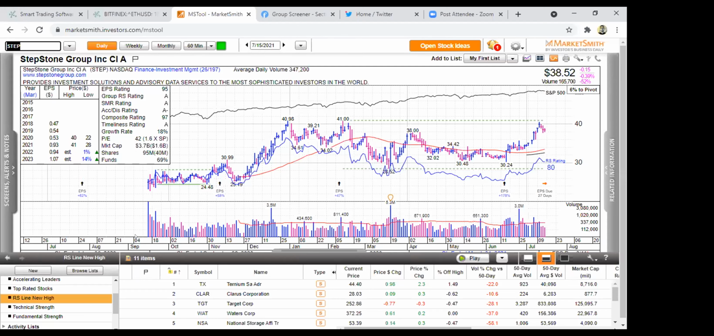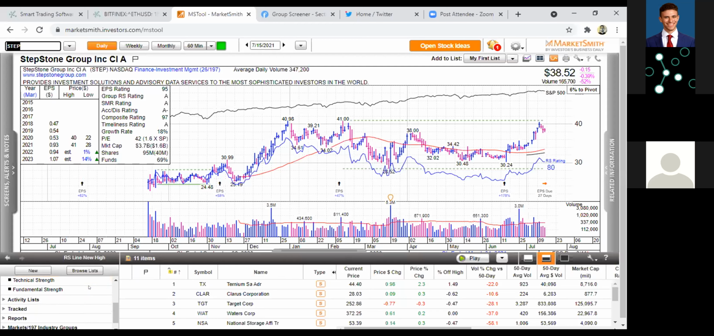MarketSmith has a great list of screens already built in, and I've put together a favorite list of the screens that I use. Some of them are the accelerating leaders and the top rated stocks. Every single day, I'm looking at the stocks that are making new relative strength line highs, and relative strength is different than RSI. I'm looking at the technical strength screens and the fundamental screens.